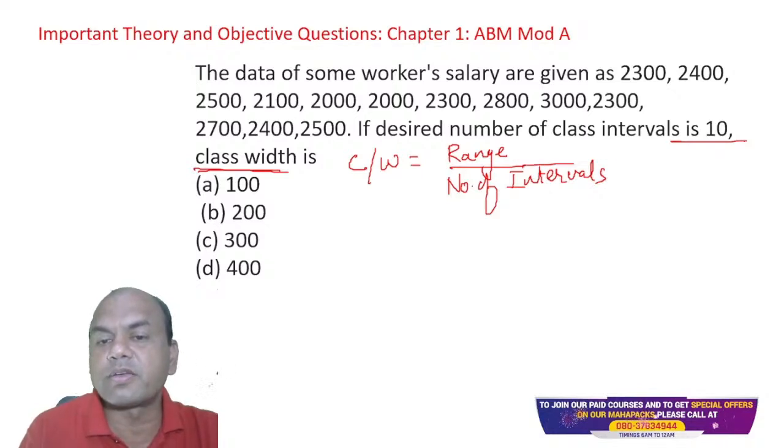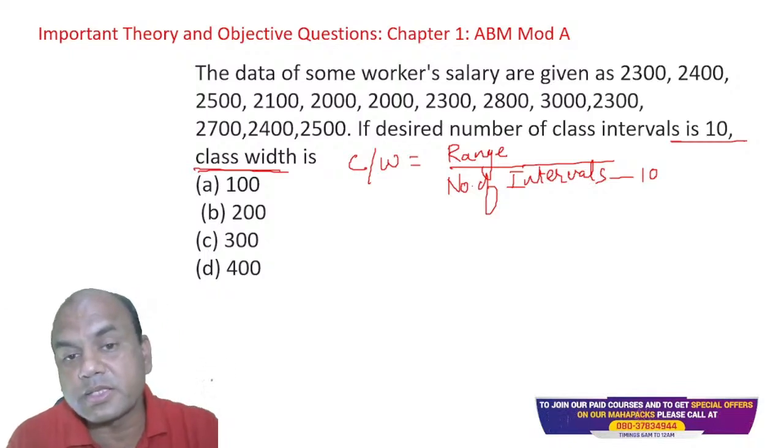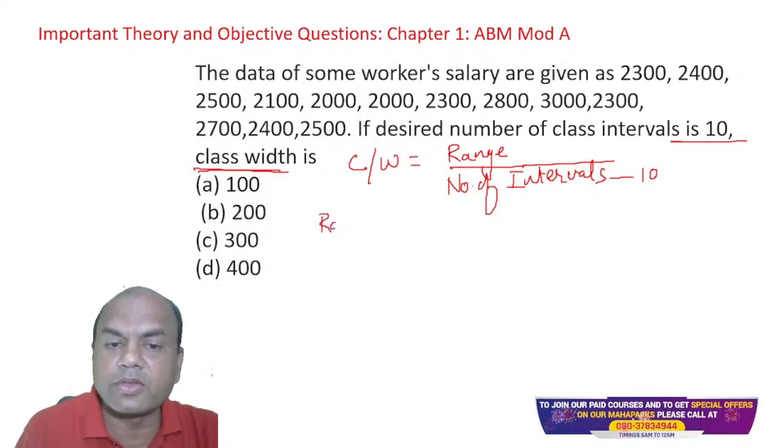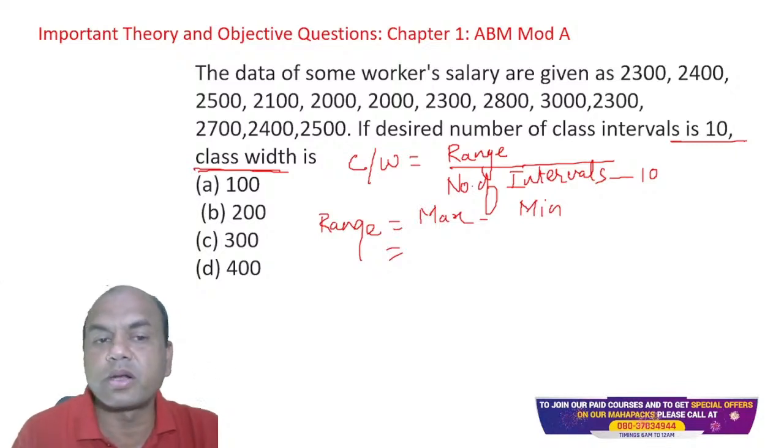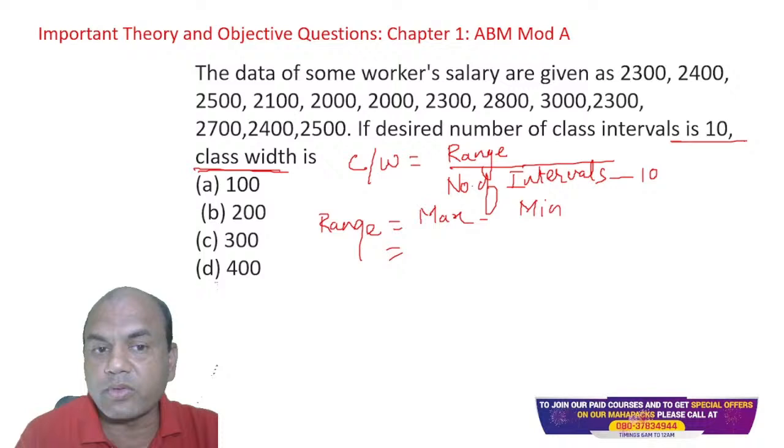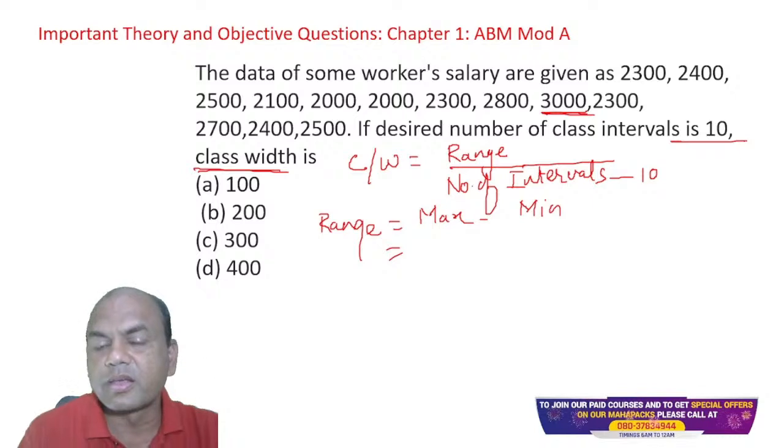Okay, so number of intervals is what? This you know already, 10. But what is the range? How to find out the range? Always remember, range equals maximum number minus minimum number. What is the maximum number over here? 2300, 2400, 2500, 2000, 2000, 3000, 2300, 2700, 2400, 2500. 3000 is the maximum number, isn't it? So 3000.